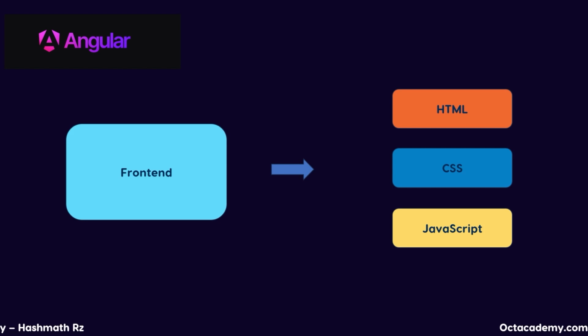We build the front end traditionally using HTML, CSS and JavaScript. Hope you guys already know about this. So guys, we use HTML to build the structure of our web page and use CSS to make our web page or the website user friendly by adding colors, fonts, layouts and so on. So using JavaScript, we make our website functional.